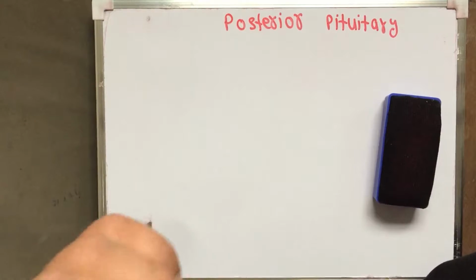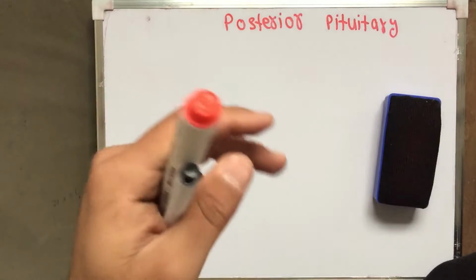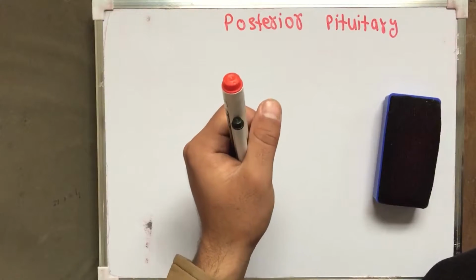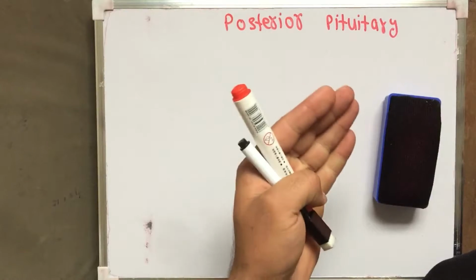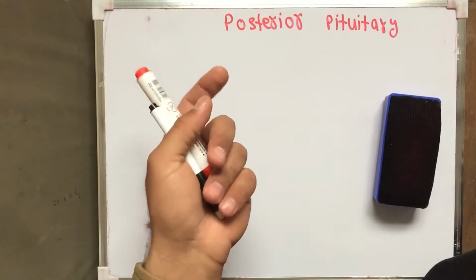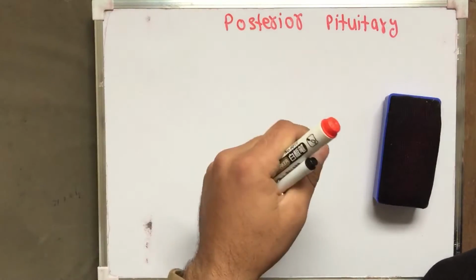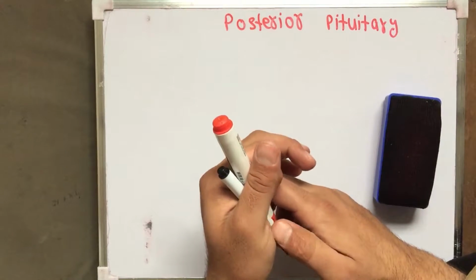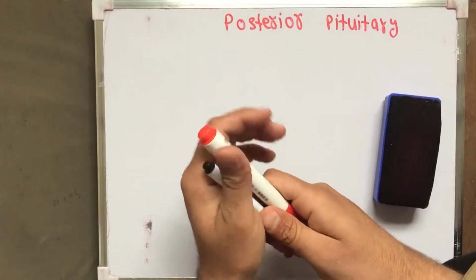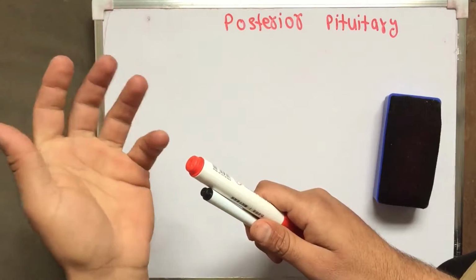Posterior pituitary is a part of the pituitary gland which is located posterior to the anterior pituitary. Anterior pituitary is located anterior and posterior pituitary is located posterior. That's why their names are given. It is important to note that posterior pituitary is derived from the central nervous system, as we have discussed shortly before.